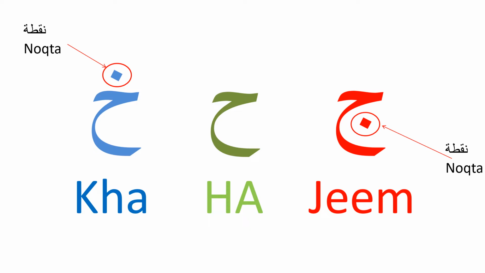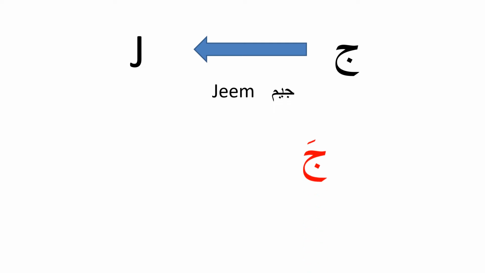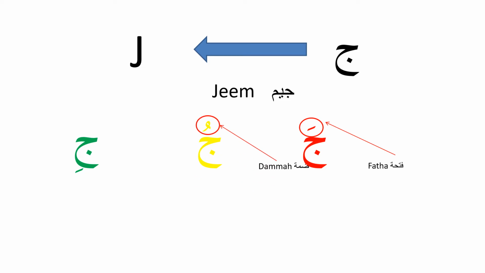Now let's talk about the letter Jeem, which is the letter of this lesson. The letter Jeem can be pronounced similar to J in English. So it can be pronounced as Ja, Ju, or Ji, depending on the haraka: the fatha above it, the dhamma, or the kasra under it. Each one of them is called haraka.